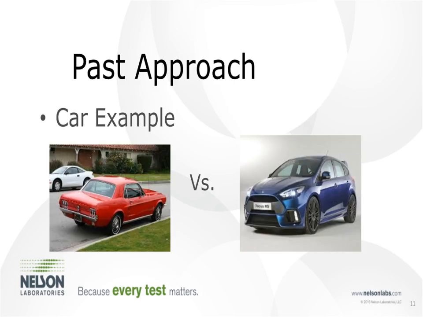So I always use this as my example. Some of you may have heard this before, but it's my car example, and I use it to share a real-life example of the different types of approaches. On the left hand, we have a 1967 Mustang. That was my very first car. I loved that car. And it got me from point A to point B. Sometimes it got me from point A to point B very, very fast.